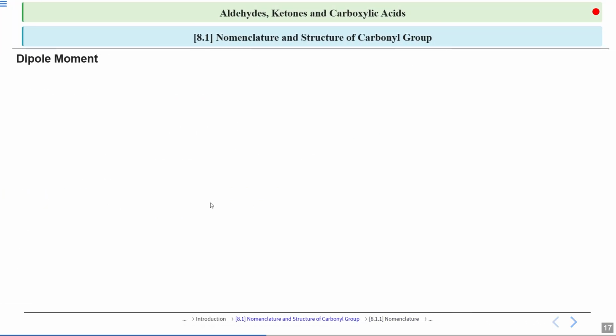Now next we will see about the dipole moment. The carbonyl compounds have a substantial dipole moment. The dipole moment is a measure of separation of positive and negative charge in a molecule. We know that in a carbonyl compound, oxygen is more electronegative than carbon, so it pulls the electrons towards itself, which creates a dipole.